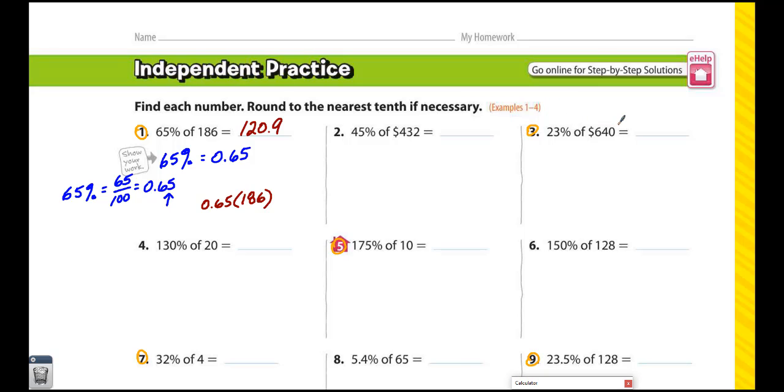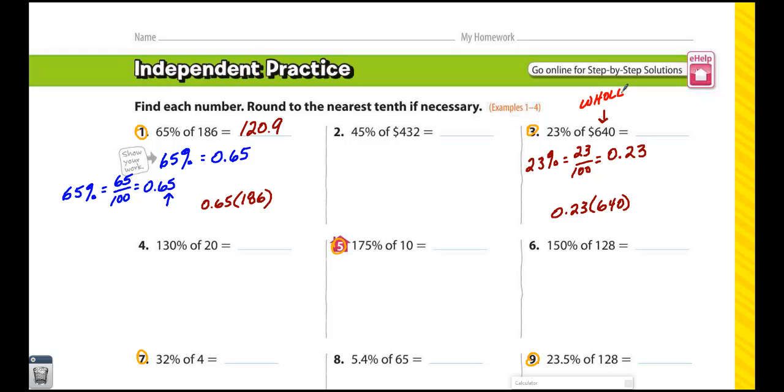23% of 640. Again, probably the easiest way is to take that 23%, think of it as 23 hundredths, and then write it as the decimal 23 hundredths. Then we'll take the 23 hundredths and we'll multiply them by the 640. Would you write a note right here? Let me get my red pen out. Write a note that this is the whole.